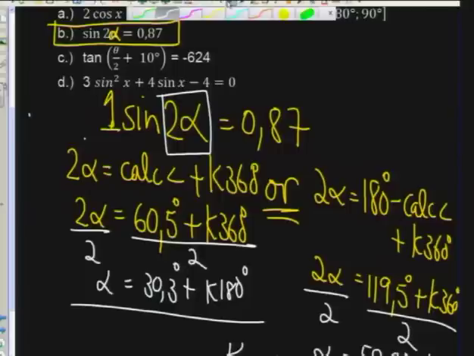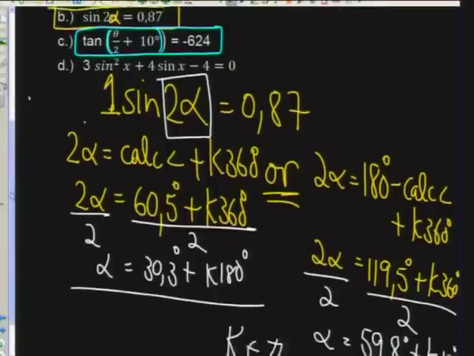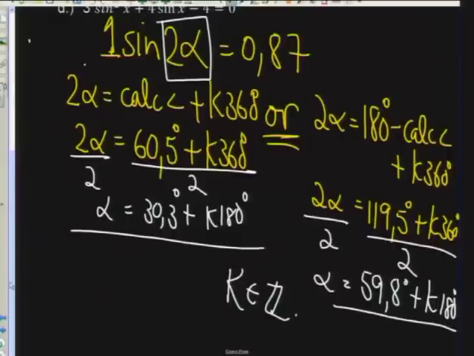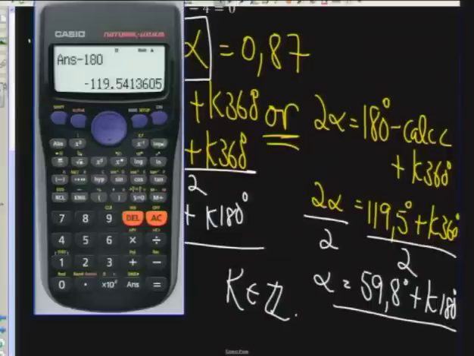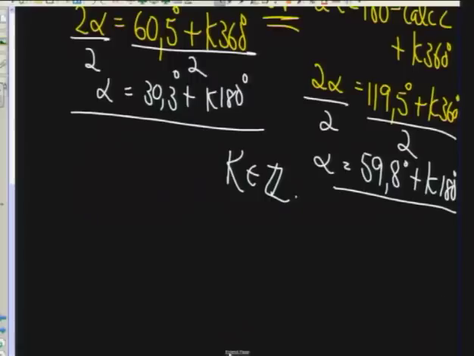This function over here, are we ready to solve? Yes, we are. We just have this complex angle in here, but that's fine. We're not going to worry about that. We want to find where tan is equal to negative 624. Where is it equal to that? At negative 89,9 degrees.